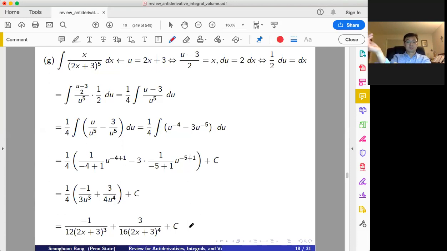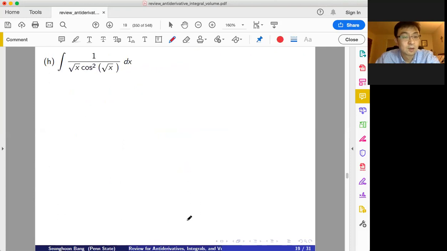The next one. Here, what's that? Very similar. What was u? The u is... yes. The square root of x is like u.